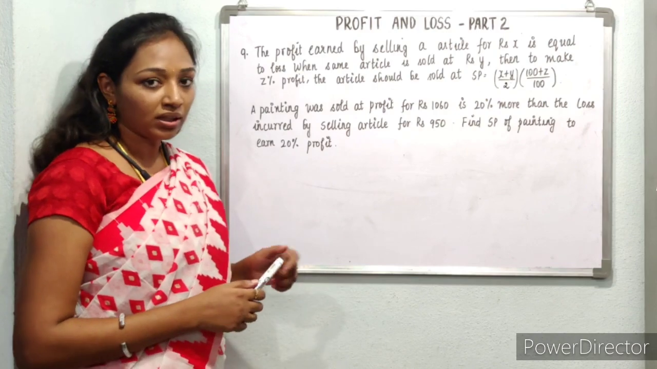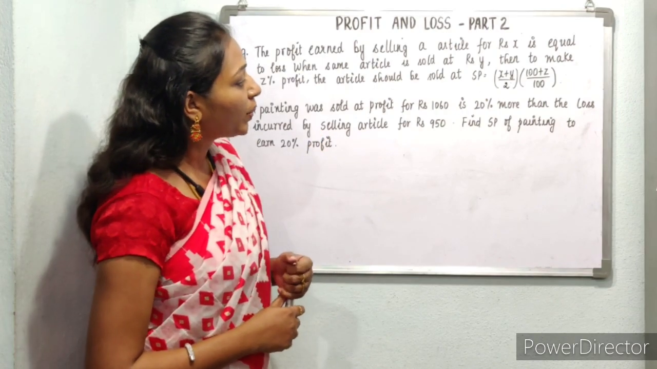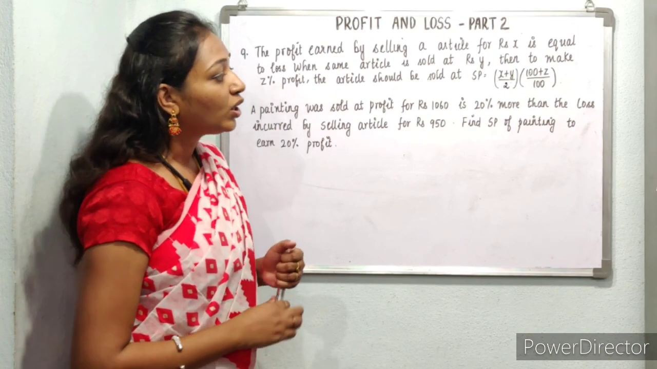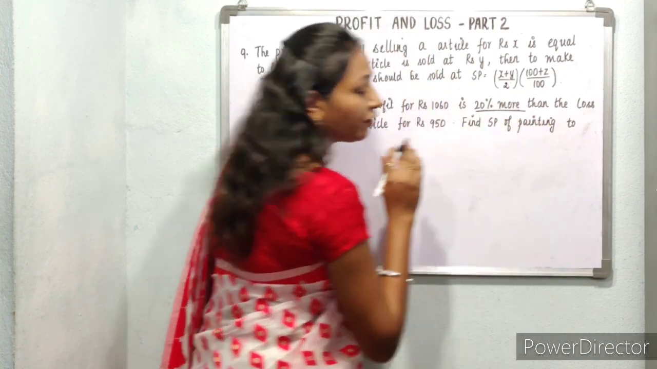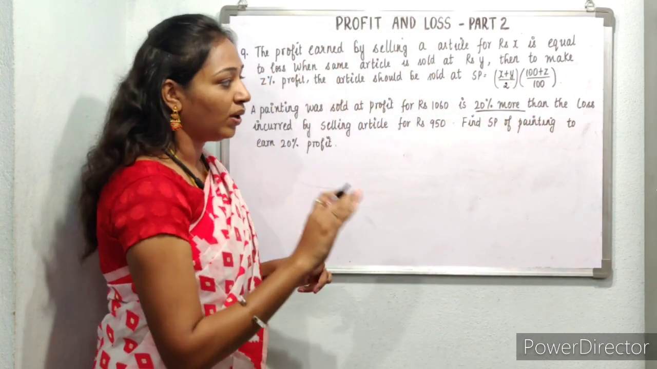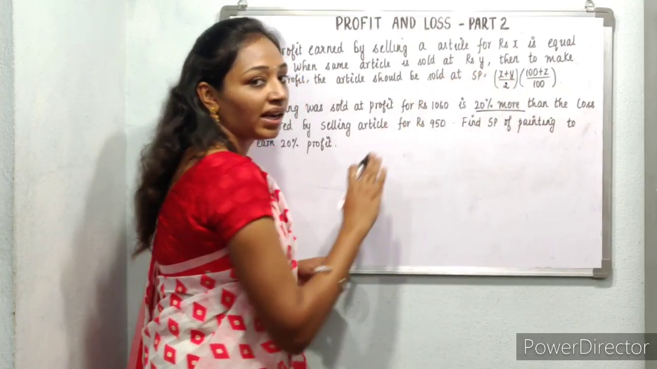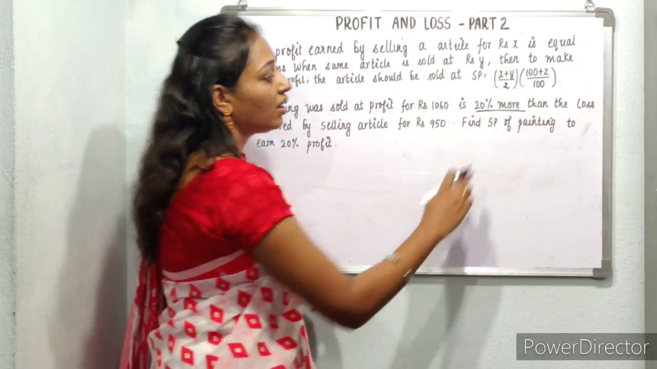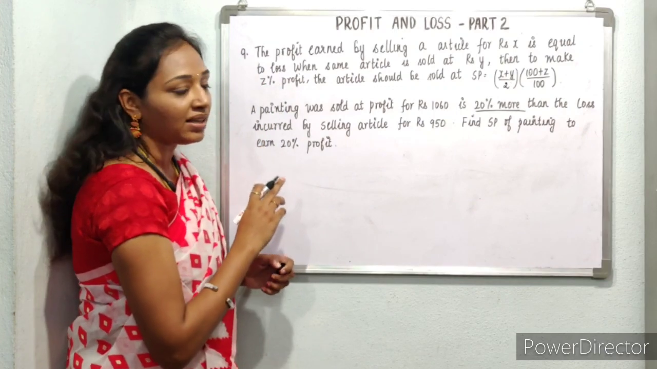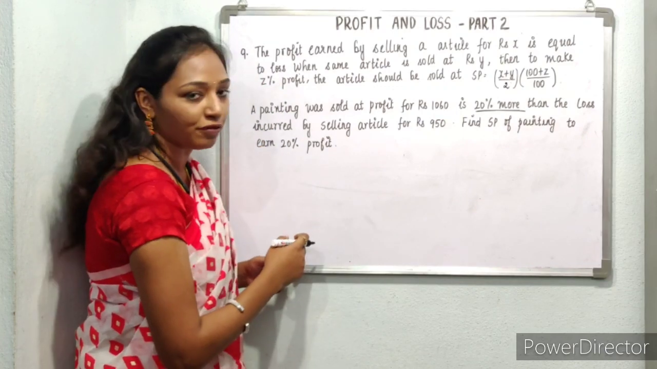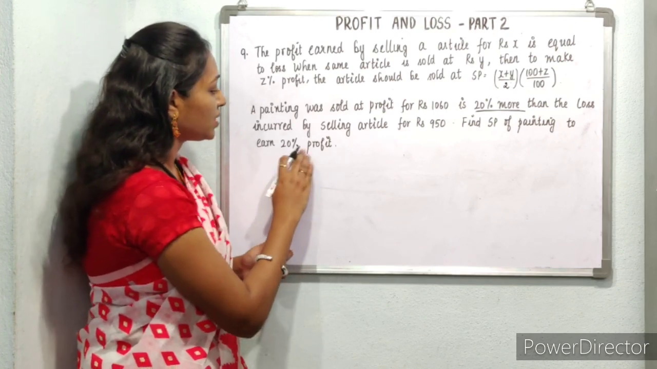Okay, so we'll see the third model: the painting was sold at a profit of rupees 1060, which is 20% more. In the first problem, we did not have anything; it was equal to the loss. Second problem, it was double, so double means we made the value of y as 2y. Okay. 20% more than the loss incurred by selling the article for rupees 950. Find the selling price of the painting to earn 20% profit.